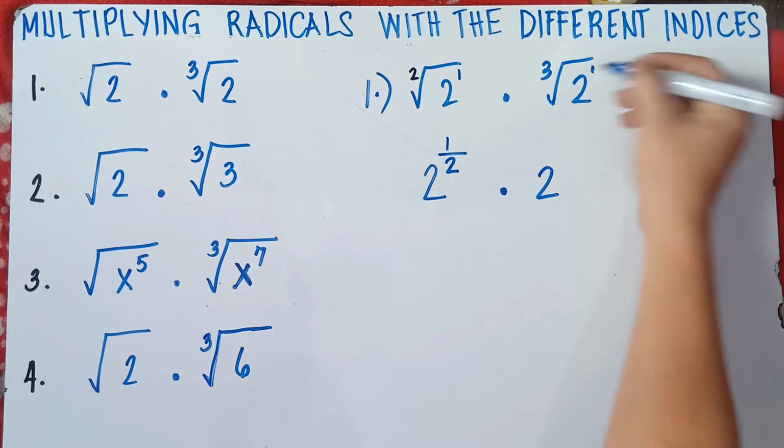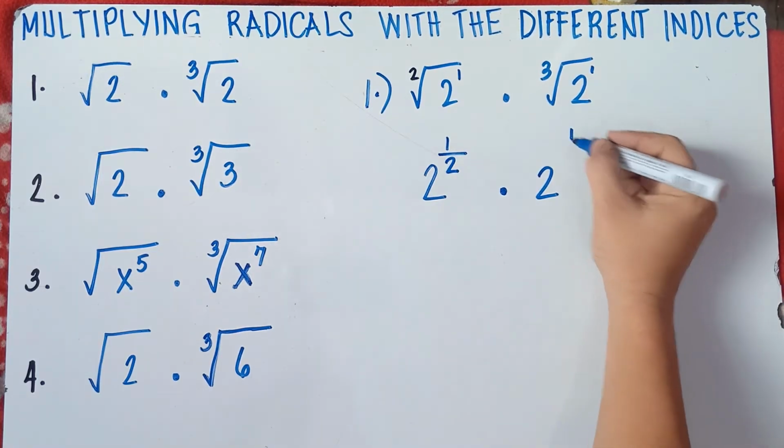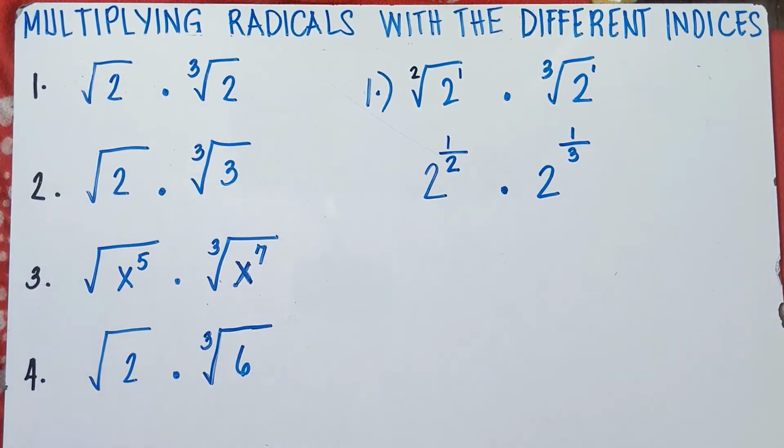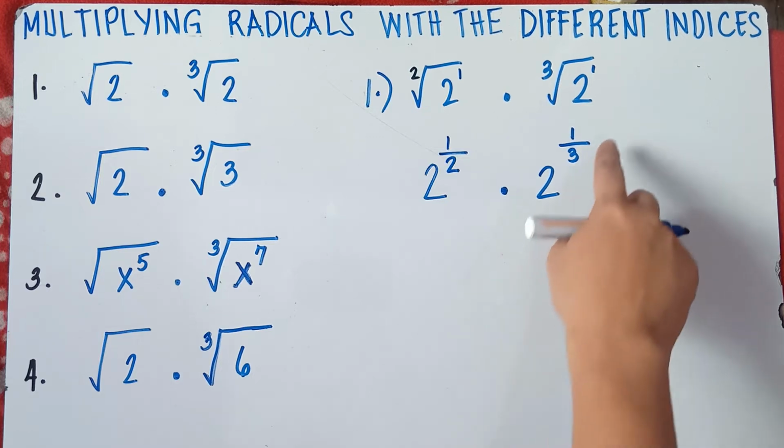Then multiplied by, copy 2. The exponent there is 1, so that would be 1 over, then copy 3. 3 will be the denominator of the fractional exponent. So this will be 2 raised to the power of 1/2 times 2 raised to the power of 1/3.